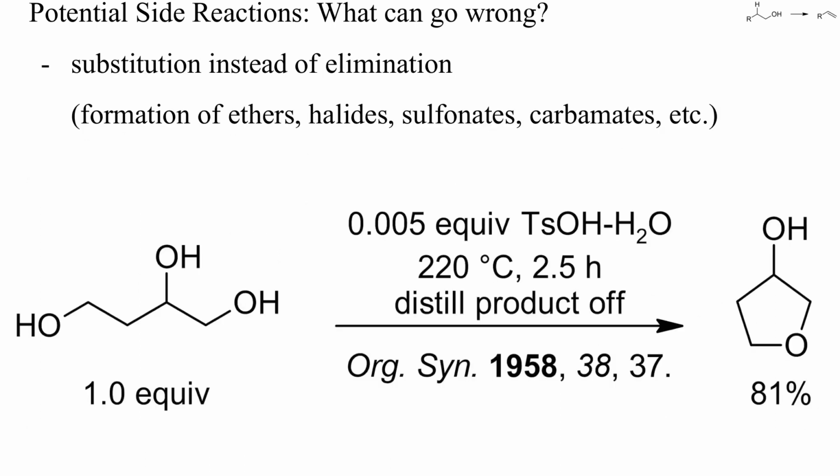Then, as always, substitution can compete with elimination. We already saw some examples of the formation of alkyl chlorides. Here, no alkene, but only a cyclic ether was formed upon heating a triol with catalytic toluenesulfonic acid.